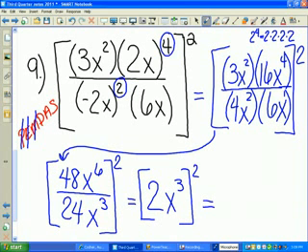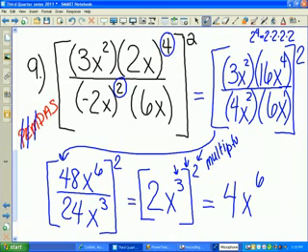So that means 2 raised to the 2nd power is 4. And then x raised to the 3rd power being squared is x to the 6th. Because remember, when you have an exponent, a bracket or a parenthesis, and an exponent, you're going to multiply your exponents. Crazy shorthand, I know. Okay? So every time you have an exponent that's being raised with an exponent, you multiply your exponents.